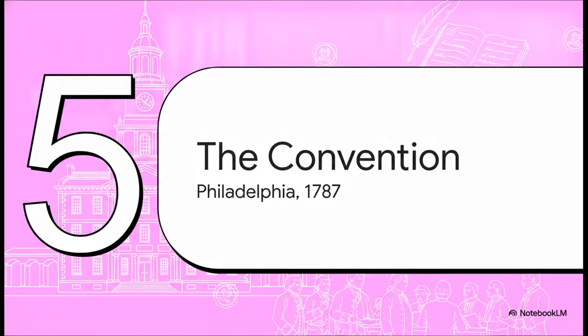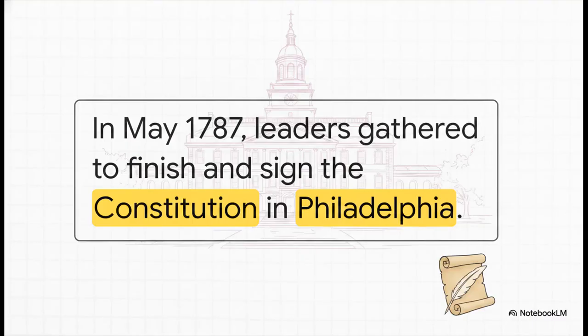Which brings us to Section 5, the Constitutional Convention. Let's talk about the origin story. To set the scene, we have to travel all the way back to May of 1787. A group of leaders gathered for the Constitutional Convention in Philadelphia at a place called Independence Hall.